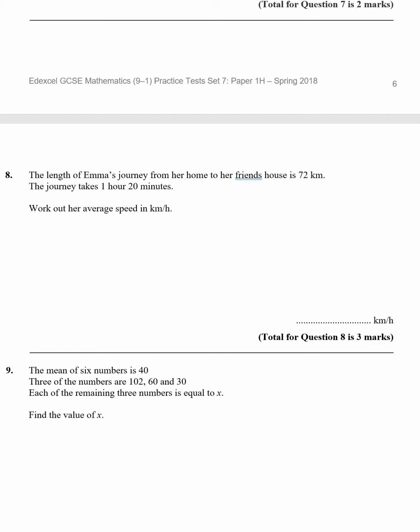Right, now to get her average speed, we just need to work out how far she travels in an hour. But 1 hour is 3 times 20 minutes. So actually, if we do 72 divided by 4, I could use my speed distance time triangle, but some of that division is going to be quite tricky. So I'm just going to try and break it down, and I've got 4 lots of 20 minutes there because I've got 3 in the hour and I've got 1 there.